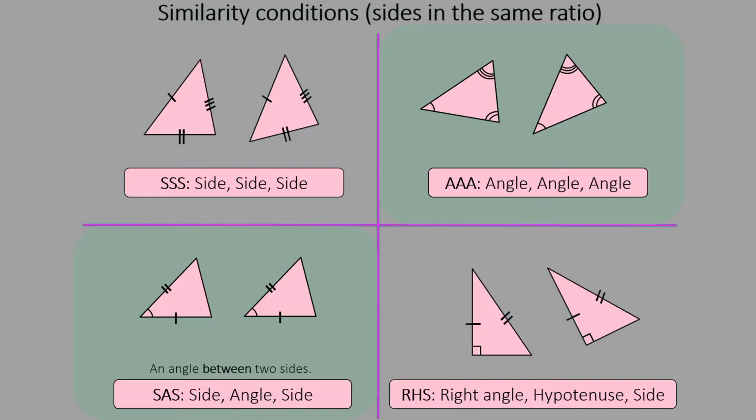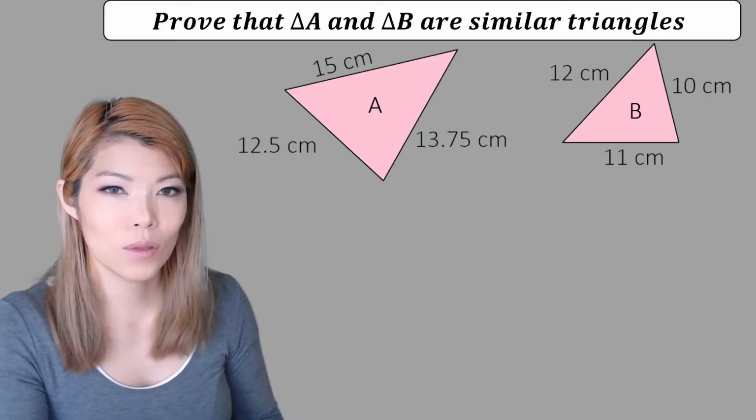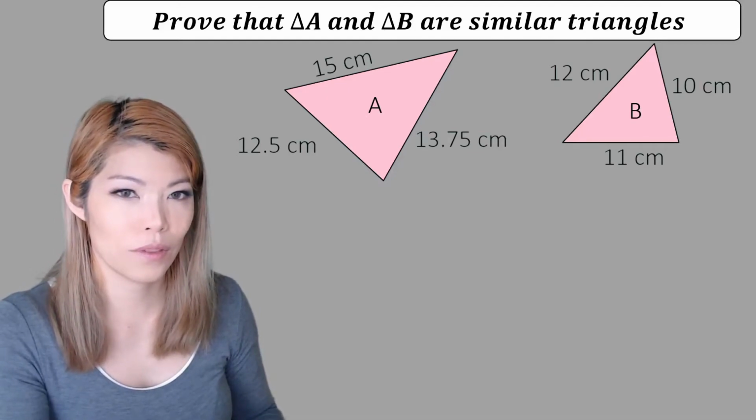Remember though, this time we're not making sure the sides are the same, like in congruent conditions. This time we're making sure that the sides have the same ratio. Let's do an example to see how the conditions work to prove that they're similar.